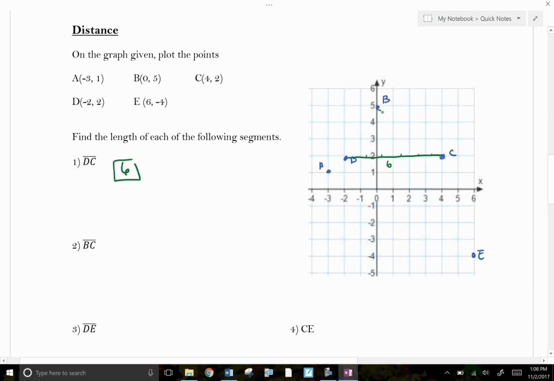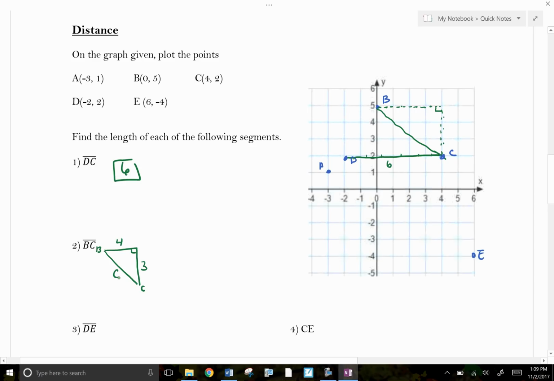BC. Uh-oh. BC slanty. Can't really count those boxes. All right, so now I need to figure out how long is BC. Well, here's what I'm going to do. I am going to almost pretend like I want to know the slope. So I'm going to draw in those rise over run dotted lines and realize that, hey, I just drew myself a right triangle. Here's B. Here's C. I got a right angle here. 1, 2, 3. The right-hand side of it's got a length of 3. 1, 2, 3, 4. The top has a length of 4.